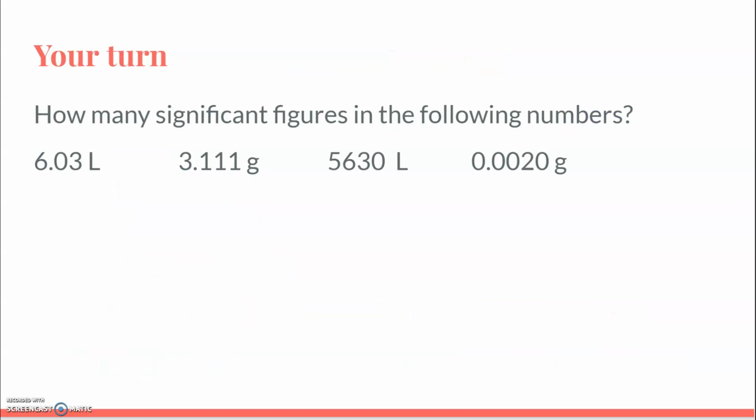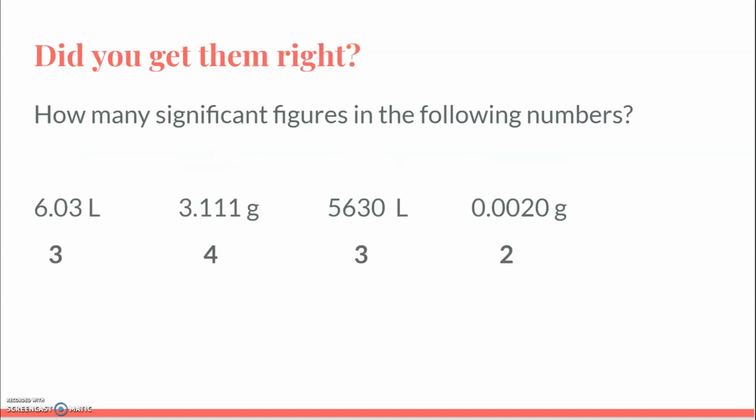So now it's your turn. How many significant figures in the following numbers? Pause the video and see if you get it correct. Did you get them right? There are 3 significant figures here, starting left to right, 1, 2, 3. 4 significant figures here, 1, 2, 3, 4. Uh-oh, this is one of those multiples of 10 without a decimal. This 3 then probably is the plus or minus place, so I count 1, 2, 3. Here, left to right, 1, 2 significant figures.